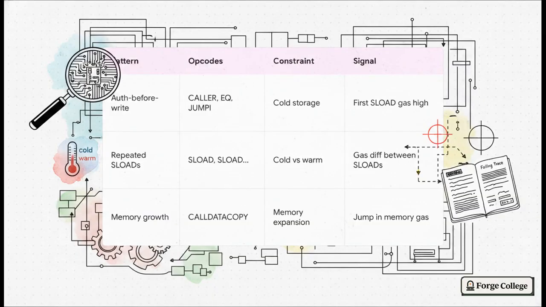So, here is your ultimate detective's cheat sheet. It maps the exact sequence motifs we just talked about to their specific execution constraints and the trace signals you need to spot. See repeated SLOADs? Immediately check the gas difference for cold versus warm pricing. Spot a CALLDATACOPY followed by STOREs? Check for a sudden jump in memory gas. Mapping a failing trace to these specific patterns is exactly what stops you from endlessly chasing irrelevant low-level symptoms.